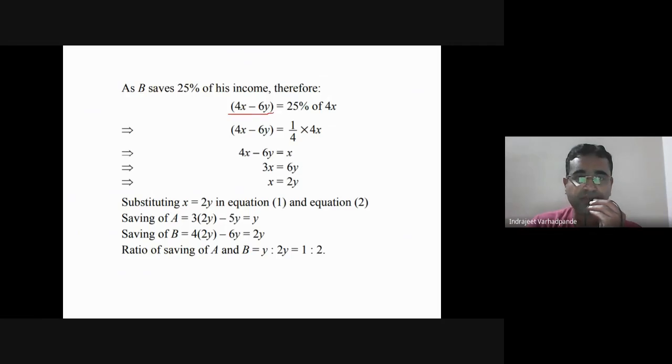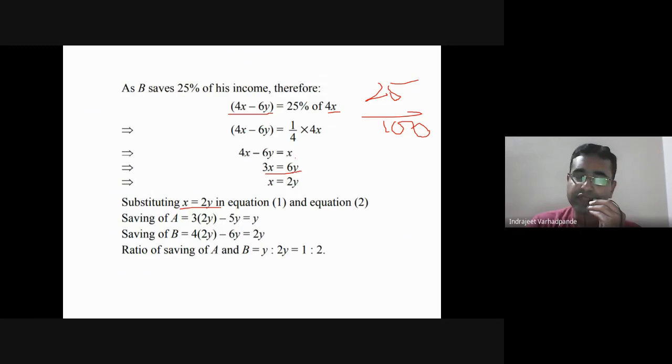So what is saving of B? 4x minus 6y, as we saw, 25% of his income, that is 4x. 25% means 25 upon 100. 25 upon 100 is 1 by 4. So 4x minus 6y is 1 by 4 into 4x. 4, 4 cancel. Separate x and y. 4x minus x will give you 3x and this will be 6y. x is equal to twice y. Substitute the value of x as twice y in equation 1 and 2.